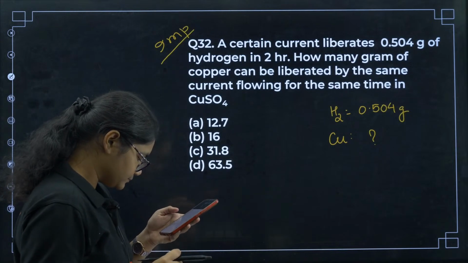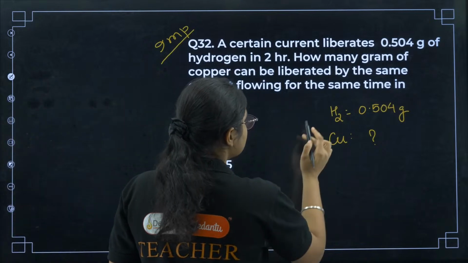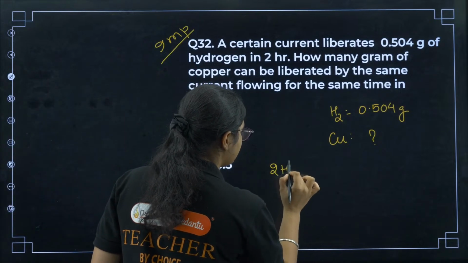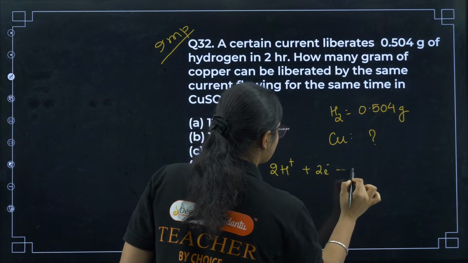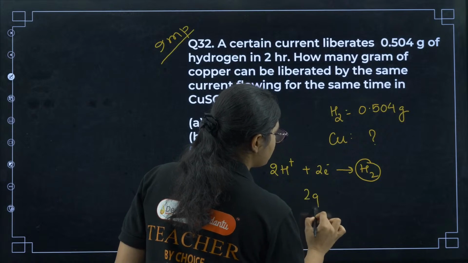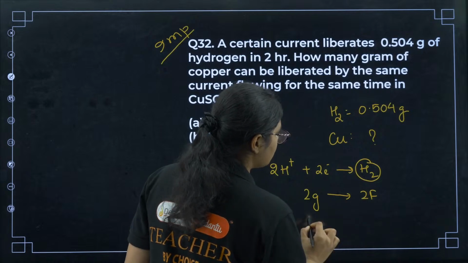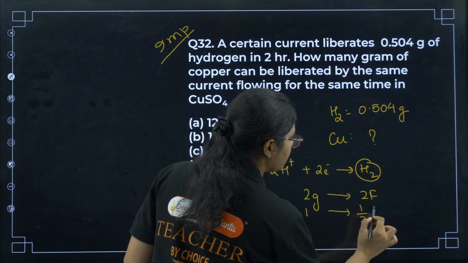Yes, Agufta, very good. You have given the correct answer. See here, we know the reaction is 2H plus 2 electrons gives you H2. So for depositing 2 gram, I need 2 Faraday. For 1 gram, I will require 1/2 Faraday.